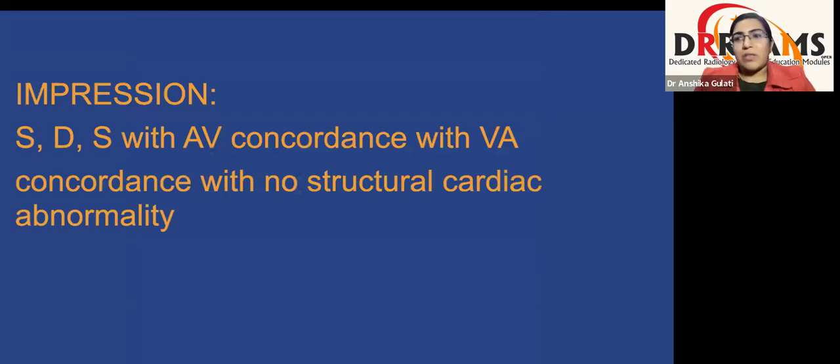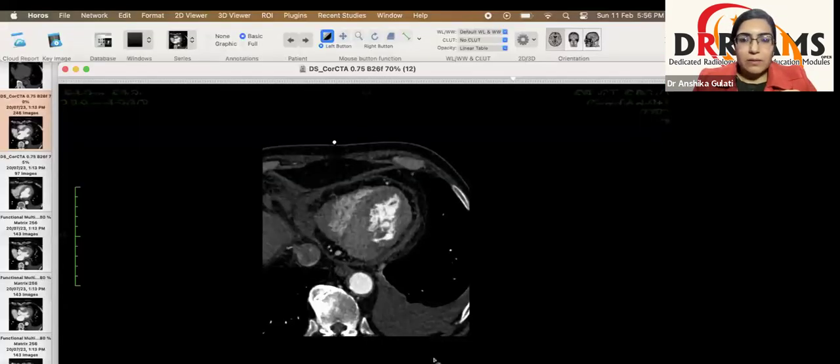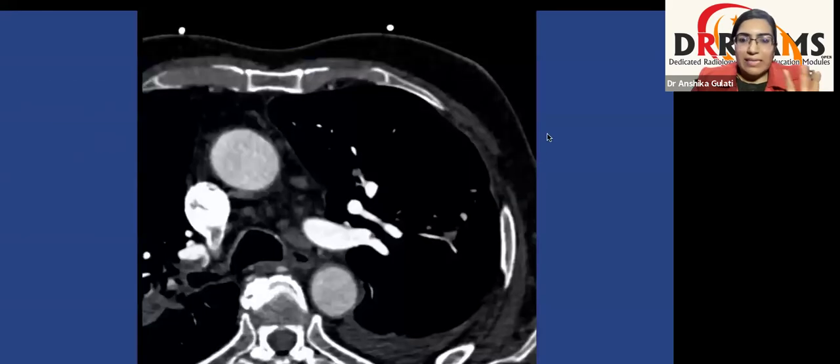So this is the impression that we gave for this case, SDS with AV concordance, with VA concordance, and with no structural cardiac abnormality. If this all sounds very complex to you, I assure you that at the end of today's session, you'll be able to formulate a report like this, and we'll see how. So first of all, we'll study the anatomy, the normal cardiac anatomy on this case only.